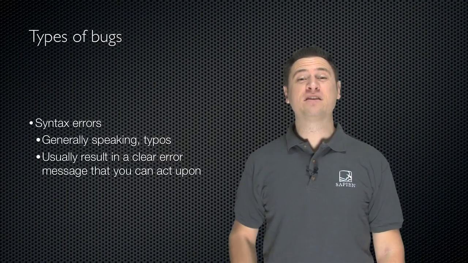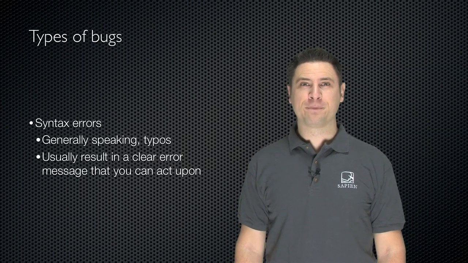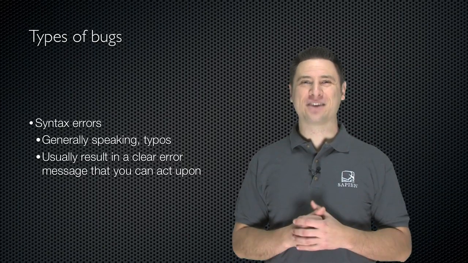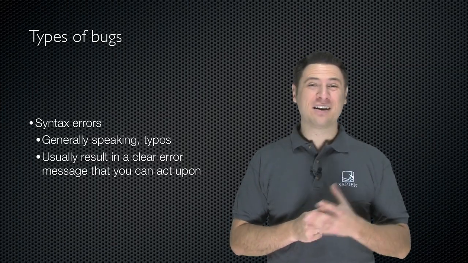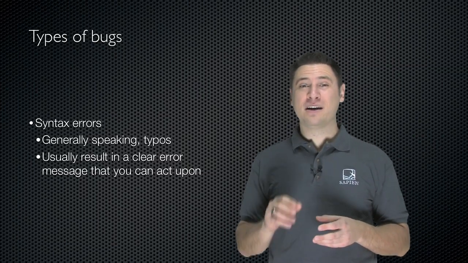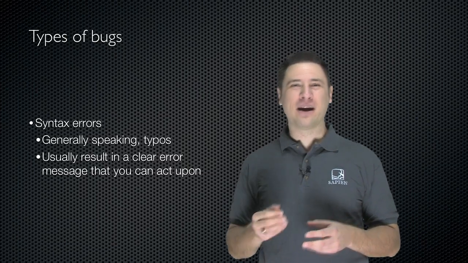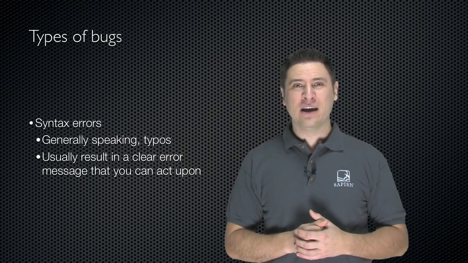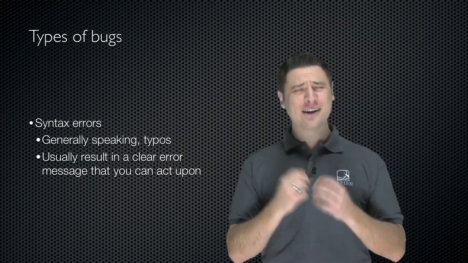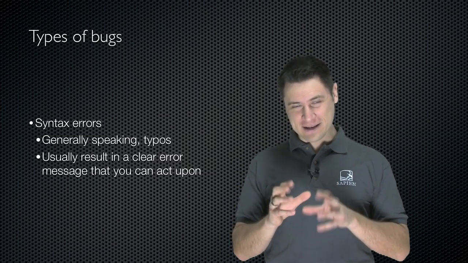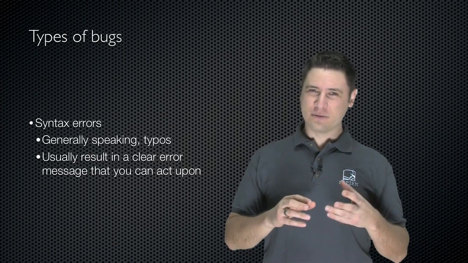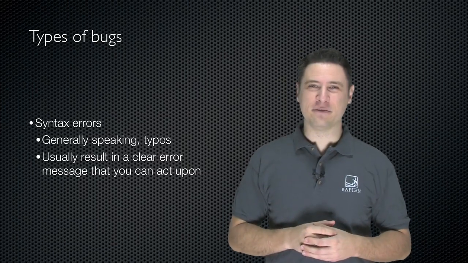There are really two types of bugs that you can deal with in Windows PowerShell. The first are syntax errors. Generally speaking, that's just a typo. You know, instead of Get-WmiObject, you typed Get-WimObject, right? And that's something PowerShell wouldn't understand. These usually result in a really clear error message that not only tells you there's a problem, it tells you exactly where it is and what the problem was. So these syntax errors are usually pretty easy to fix.